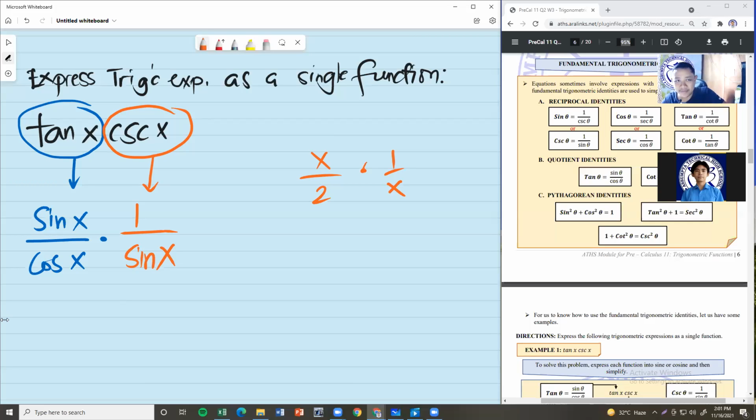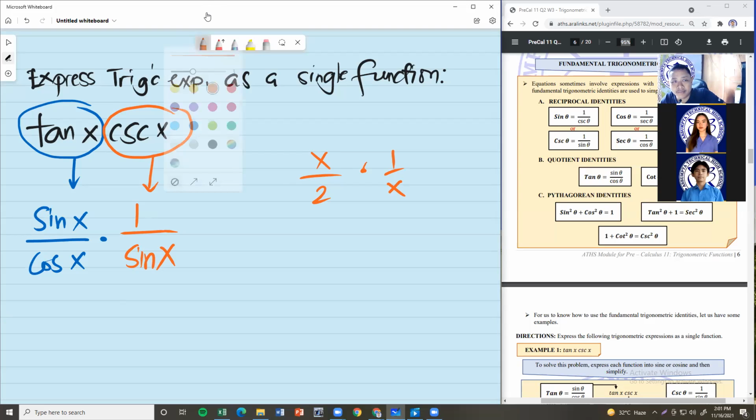Okay, let's continue. So going back, how will we simplify x over 2 times 1 over x? We can simplify this by dividing x and x, the x in the numerator and the x in the denominator. Okay. So therefore, we will end up here with 1 over 2.